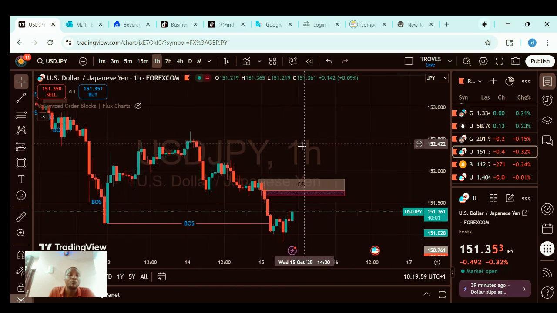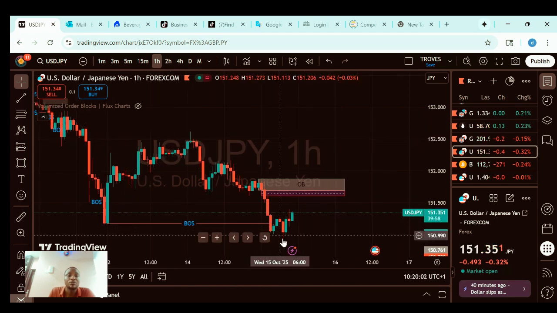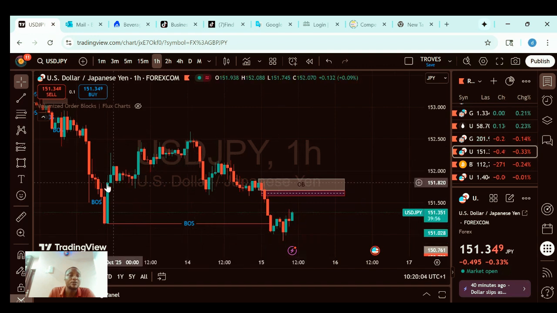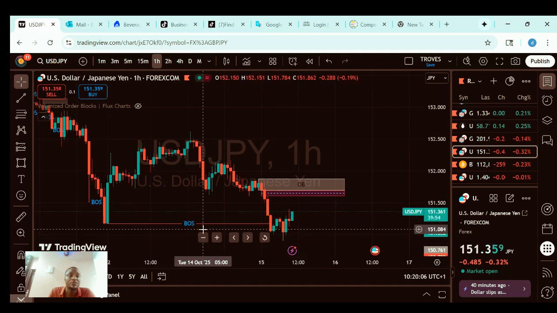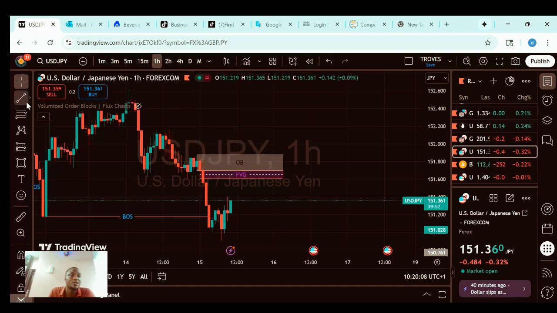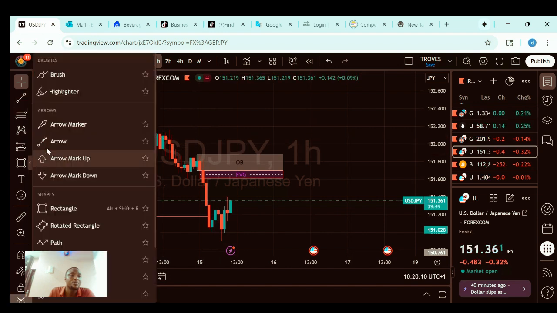Now, I've already mapped out a break of structure to the downside. There's a break of structure here, there's a break of structure here. We know what a break of structure is, but let me quickly show you what a break of structure is in case you don't know.